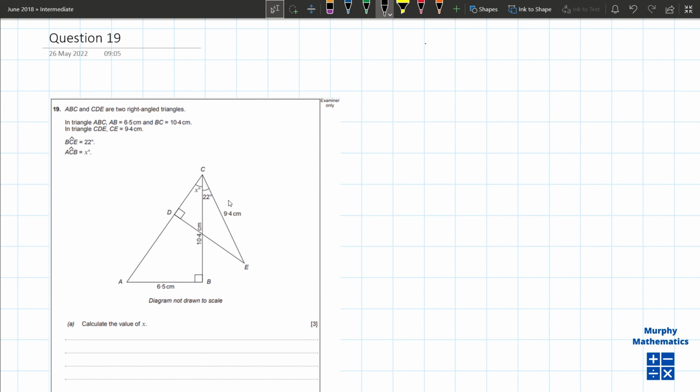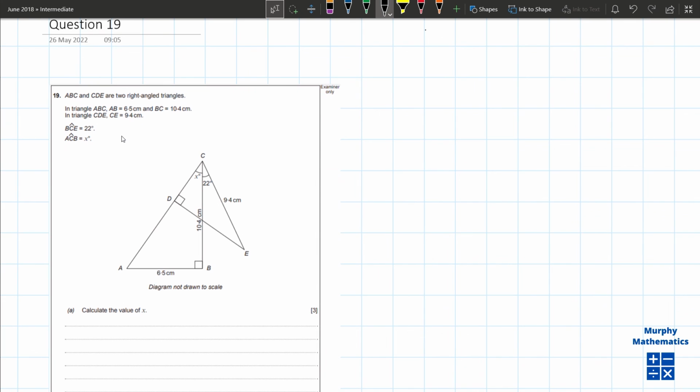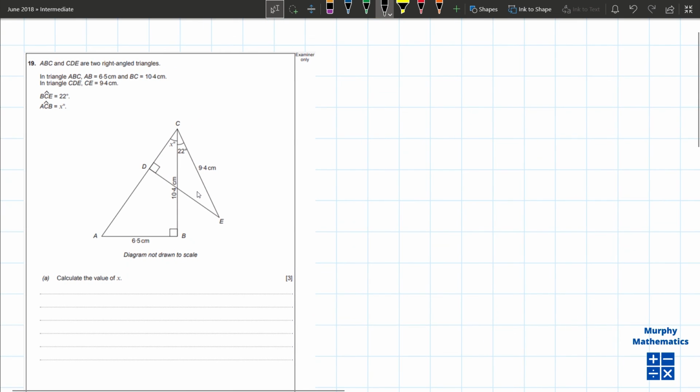We've been given two right-angled triangles. In triangle ABC, AB is 6.5 centimeters and BC is 10.4, which has been labelled for us. In triangle CDE, CE equals 9.4 centimeters, which has been labelled for us. We're told BCE is 22 degrees and ACB is x degrees. Okay, and we've been asked to find the value of x.